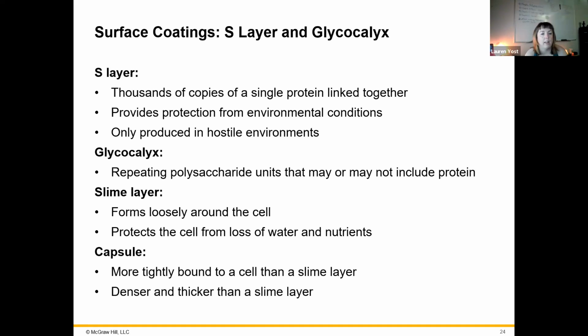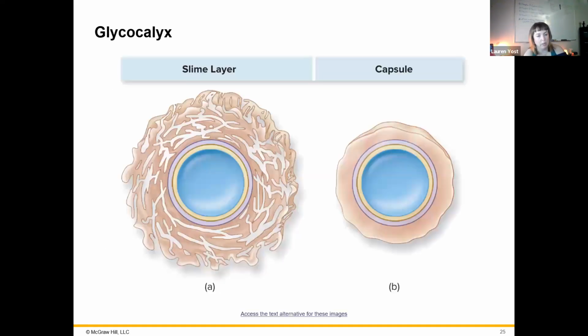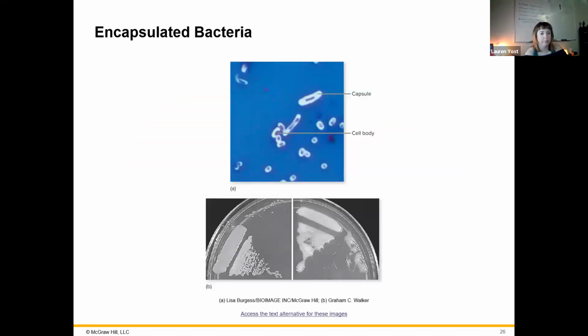If it is a more tightly packed, denser layer that will allow sticking to things, that would be the capsule layer. So these are the pictures depicting what I was just describing for the glycocalyx. Keep in mind that the slime layer and the capsule are types of glycocalyx. This is a picture of a capsule here.